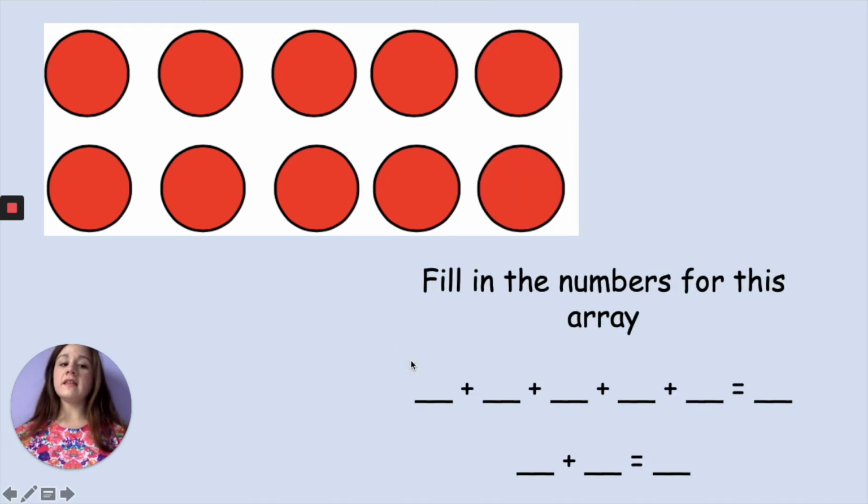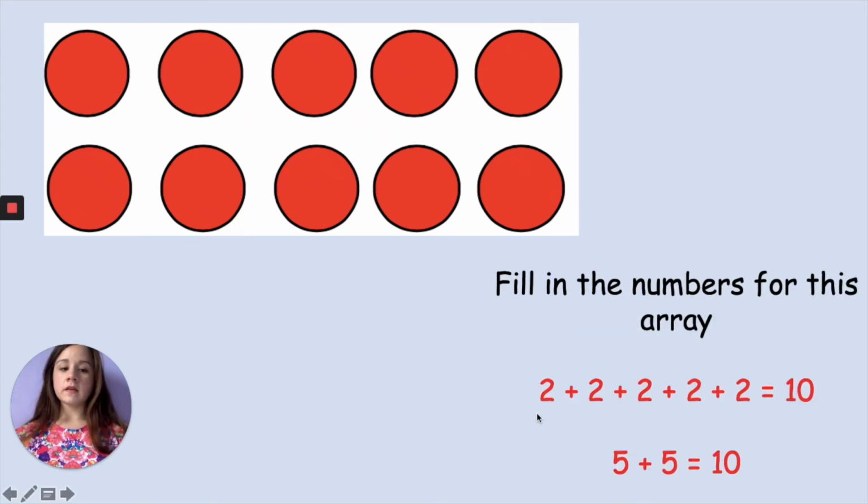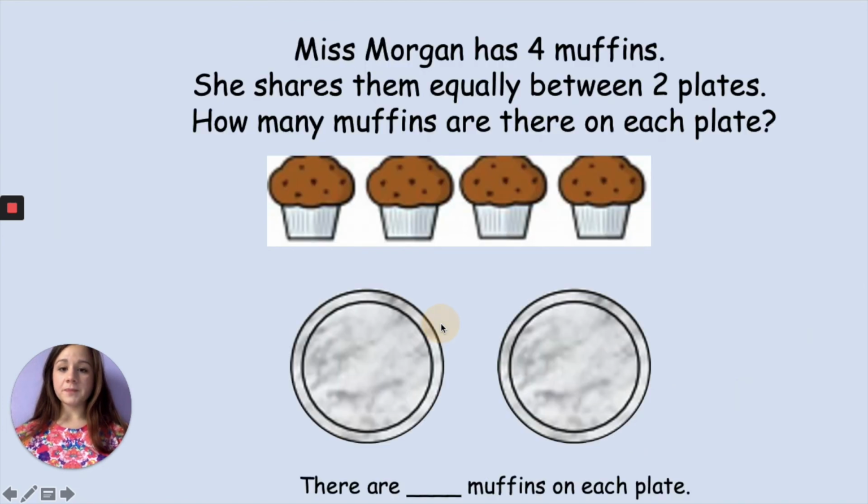Now can you fill in the numbers for this array? Add together the columns and add together the rows. The answers are 2 add 2 add 2 add 2 add 2 equals 10, so they've added together the columns. And 5 add 5 equals 10, that means that they have added together the rows. Well done if you got that one correct too.